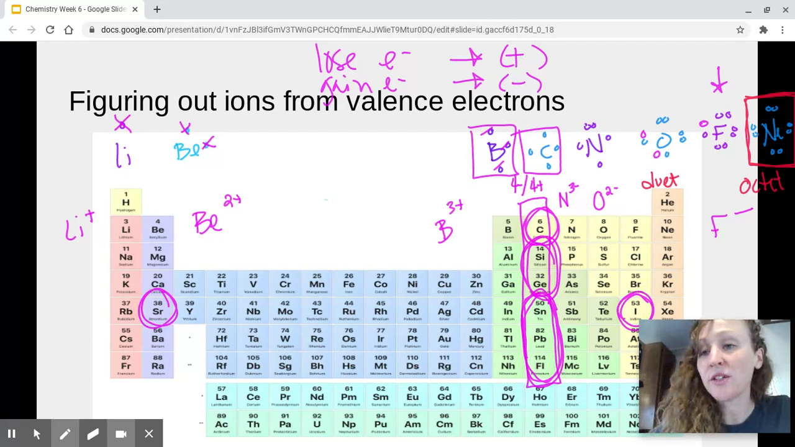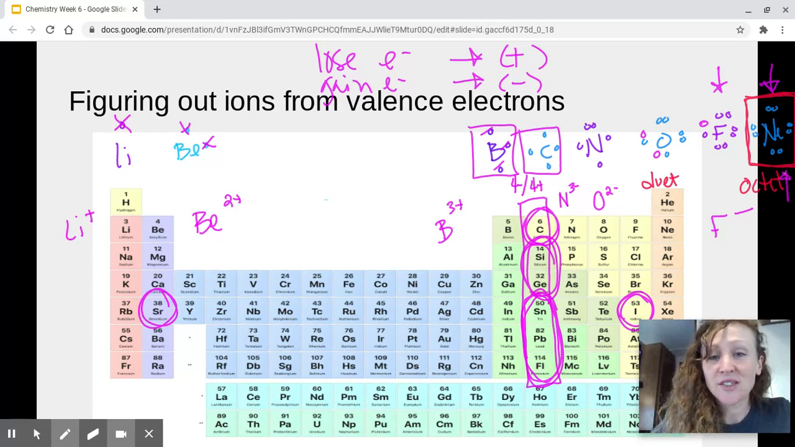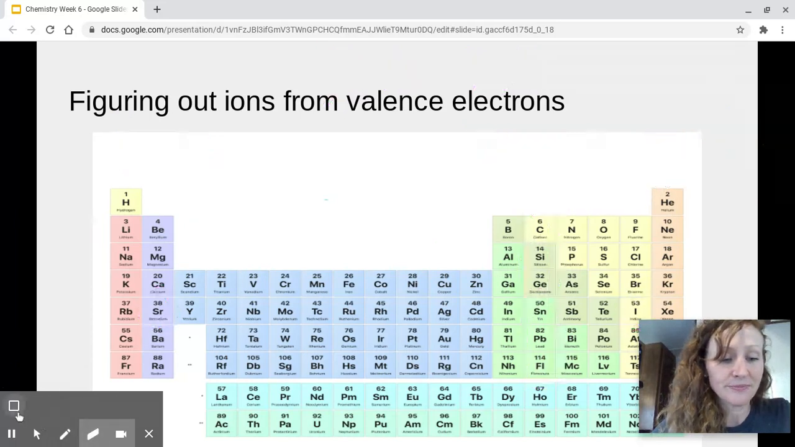Now notice all the noble gases already have 8 or a full energy level, 2 in the case of helium. So they don't form ions. They don't lose, they don't gain. They're always neutral. They're unreactive. All right. So this is how we figure out ions from valence electrons. We'll do practice with that in class.